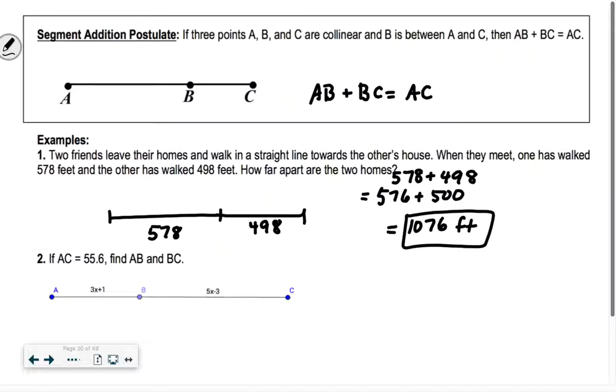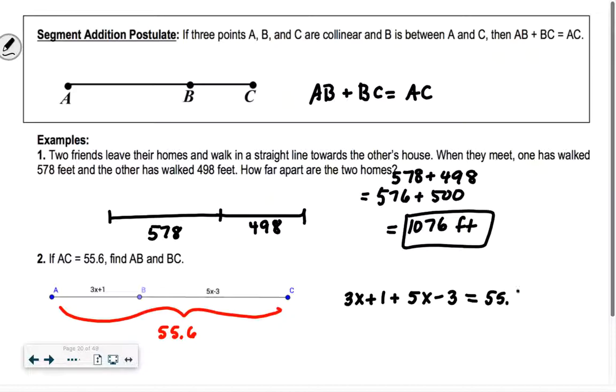All right, so AC, this whole distance from A all the way to C, is 55.6. It says find AB and BC. So how can I write an equation using that 55.6? Anybody have any guesses? Tell me the equation. What do you think, Keegan? You can do 55.6 is equal to 3x plus 1 plus 5x minus 3. 3x plus 1 plus 5x minus 3, and that's all equal to 55.6.